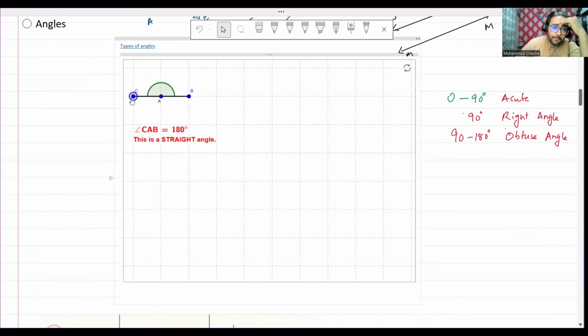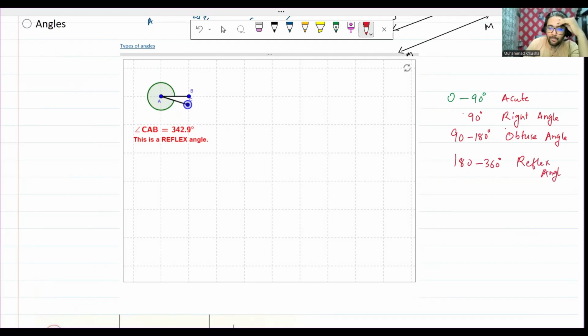I'm going to move it even further. Now this is called a reflex angle, right? So between 180 degrees and all the way up to 360 degrees, they're called reflex angles.